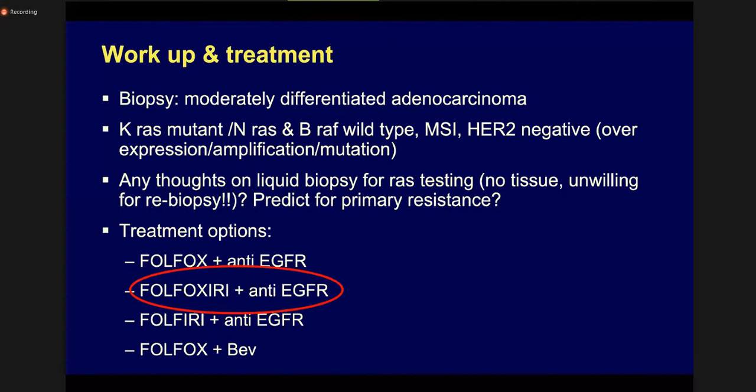FOLFOX with anti-EGFR. It was written as KRAS mutants. No, I have written it. Oh, I'm so sorry. I'm sleeping. You're still awake, right? Sorry about that. I'm so sorry. So that should be wild type.